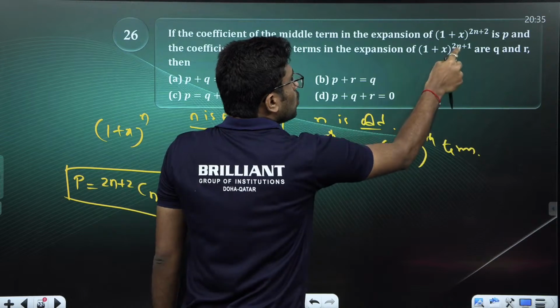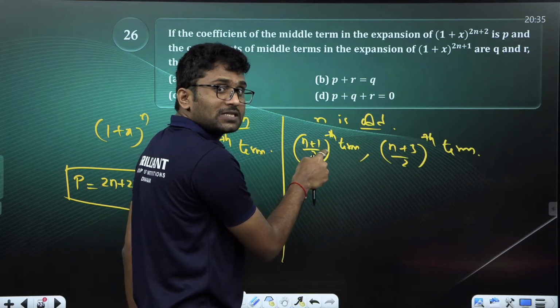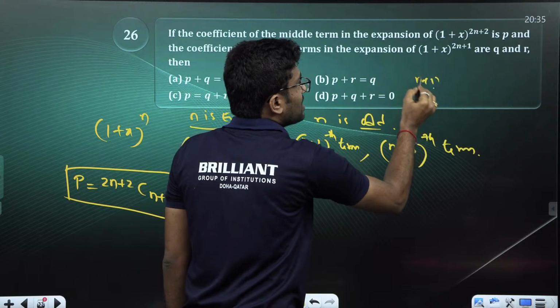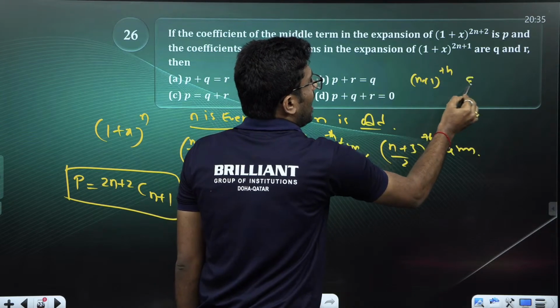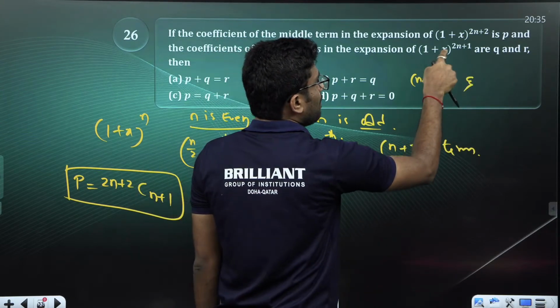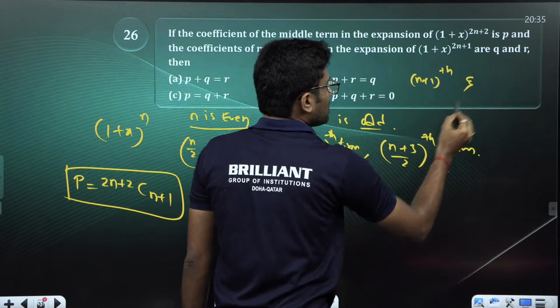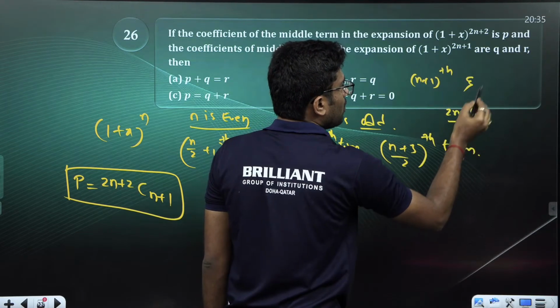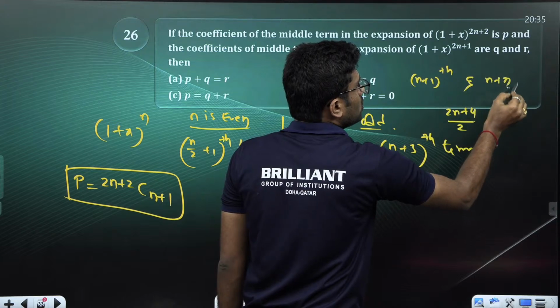That is, (2n + 1 + 1)/2 = (2n + 2)/2, which means the (n+1)th term, and (2n + 1 + 3)/2 = (2n + 4)/2, then we get the (n+2)th term.